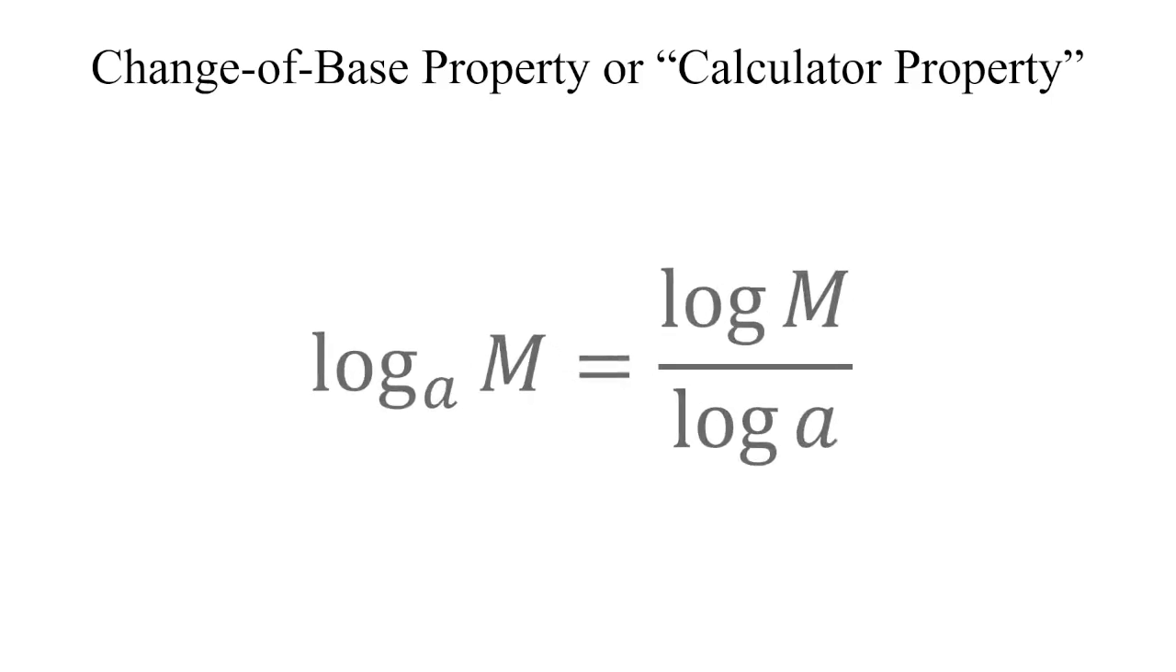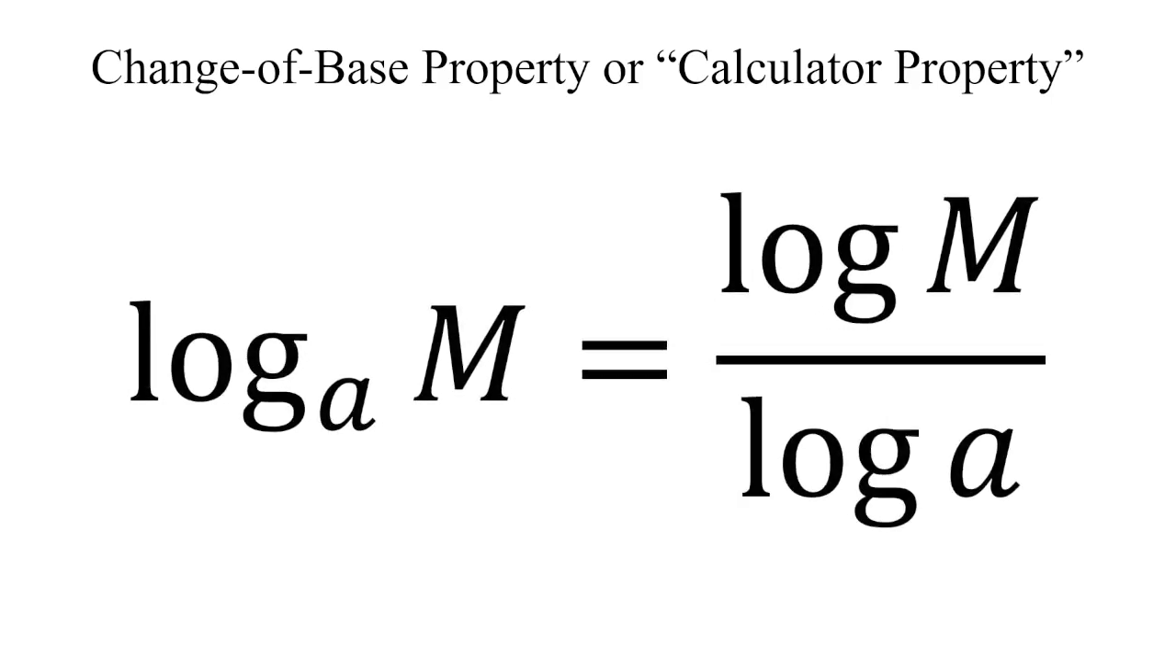So now we have what is called a change of base property, or calculator property. You don't know for sure what something was raised to get something. So this is where the change of base property, or calculator property, comes in. Log base a of m equals log of m divided by log of a. And let me give you some examples of that.